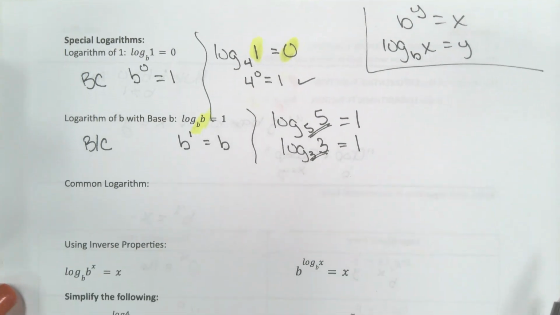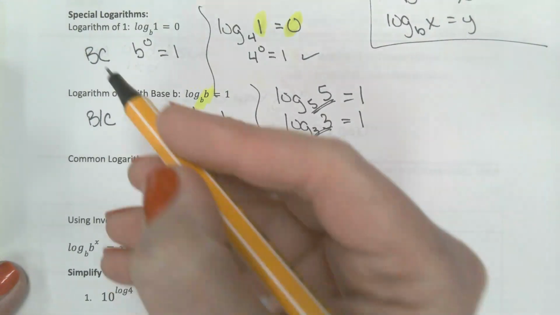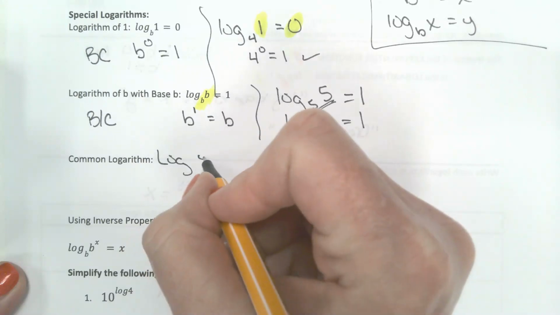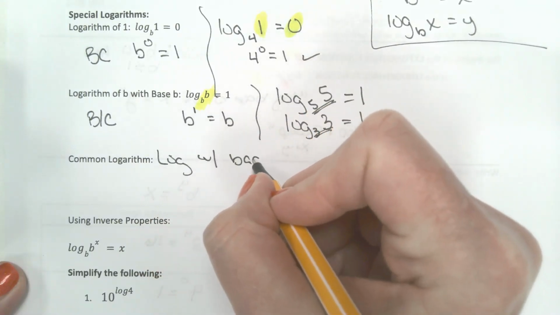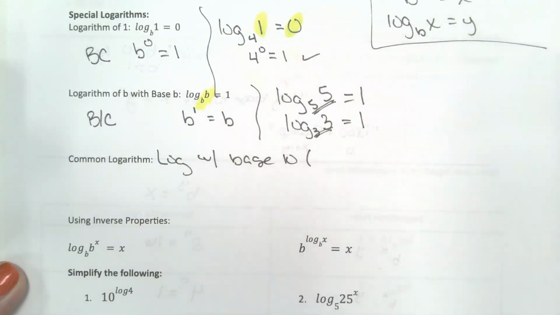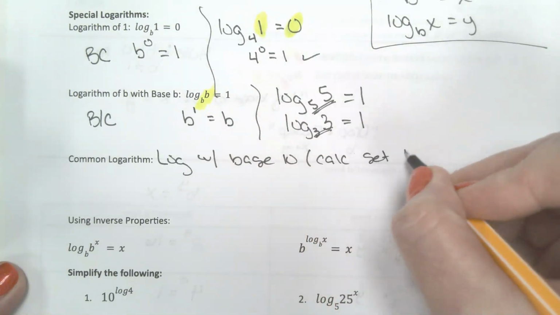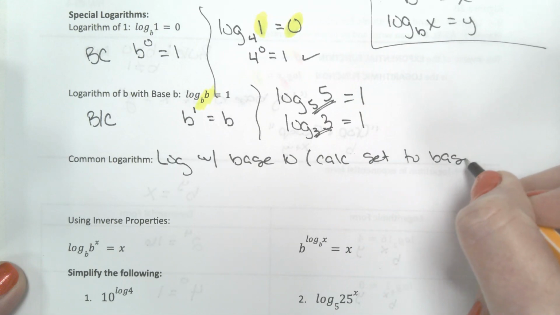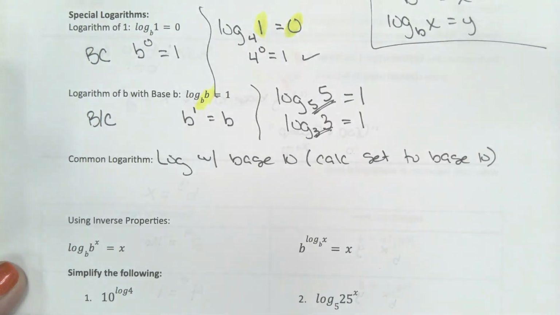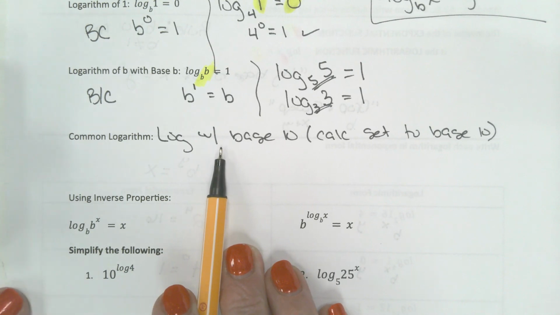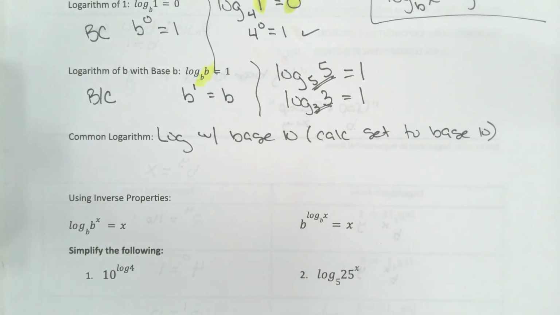We have a common log. What is a common log? It is a log with a base of 10. And why do we need to know that? Because your calculators are set to a base 10. That is why it's super helpful to know or get some things into a base 10, because that's what your calculator knows how to do.